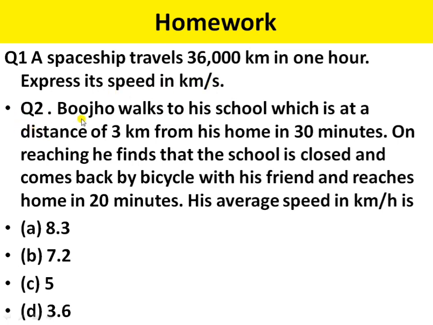Next is question number 2. Bujo walks to a school which is at a distance of 3 km from his home in 30 minutes. On reaching, he finds that the school is closed and comes back by bicycle with his friend and reaches home in 20 minutes. Find his average speed in kilometers per hour. In the question, the time is in minutes, so you have to convert minutes into hours. The options are 8.3, 7.2, 5 and 3.6 kilometers per hour.